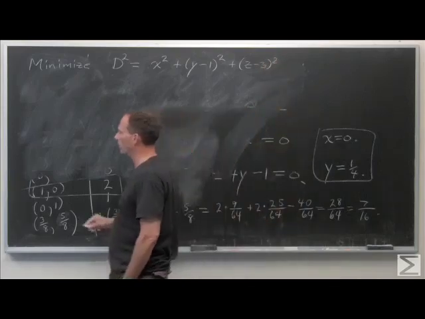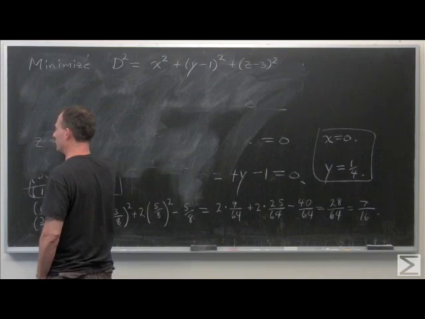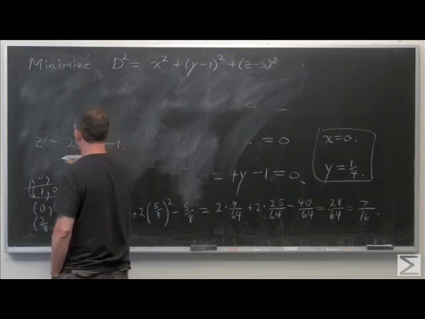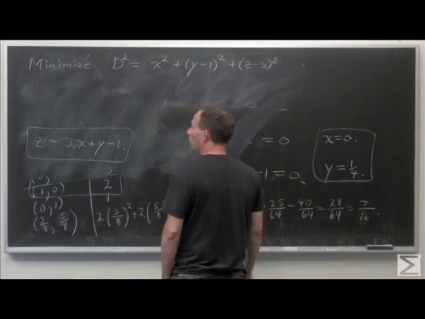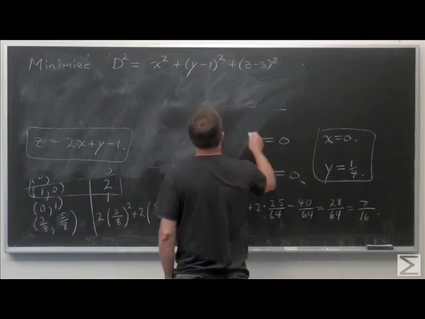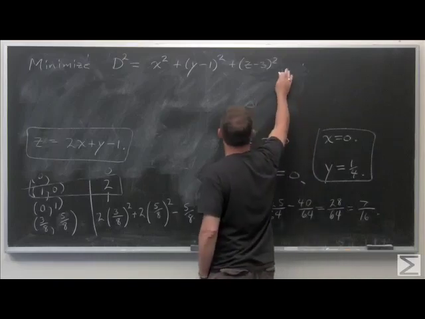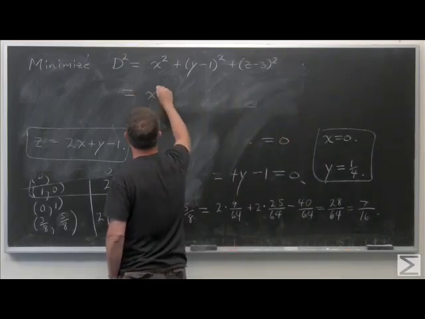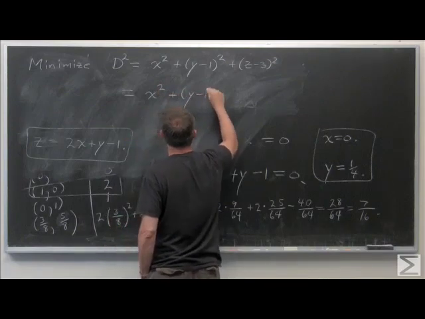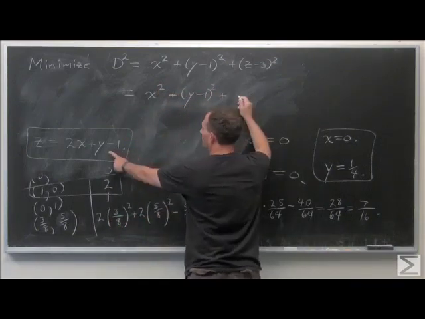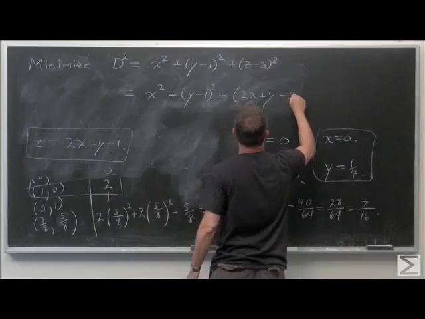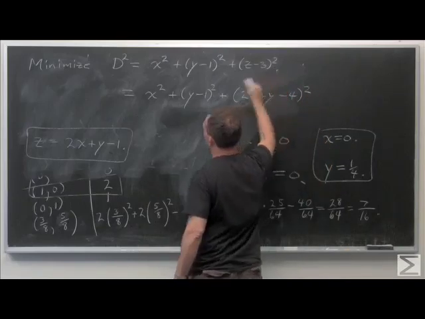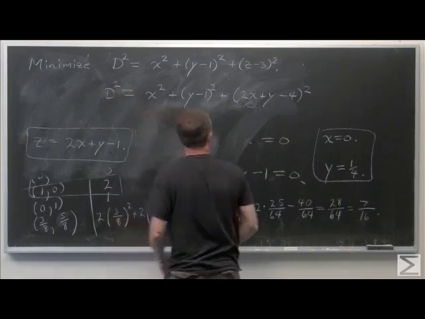but I'll say again, we're going to replace the z variable. We're going to solve for z in terms of x and y. z is 2x plus y minus 1. So you put that in, and in terms of x and y, what we really want is x squared plus (y minus 1) squared plus (2x plus y minus 4) squared. And this is what we're going to minimize. Now x and y are allowed to vary independently.